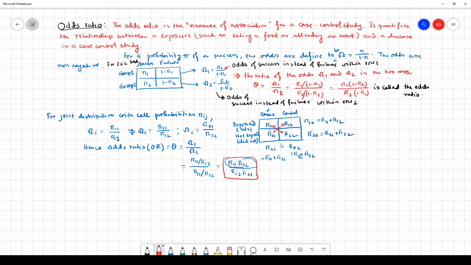So therefore, because of this cross product, this odds ratio is also called the cross product ratio.